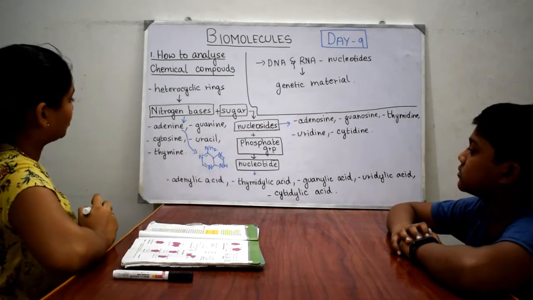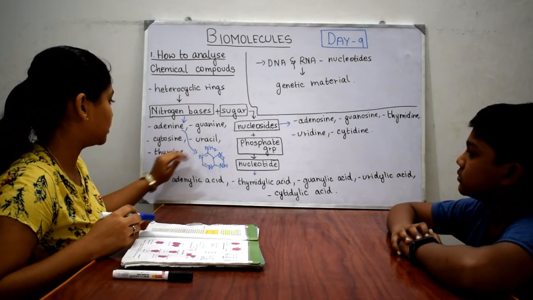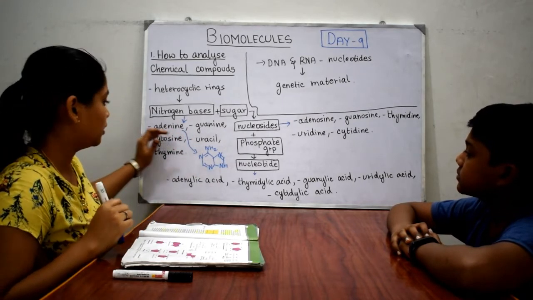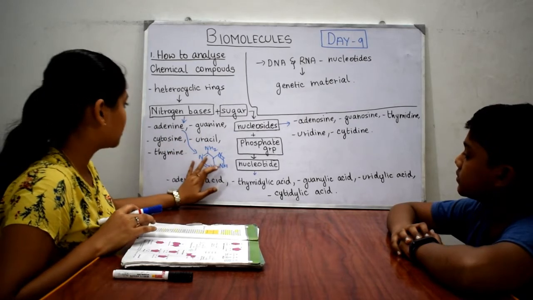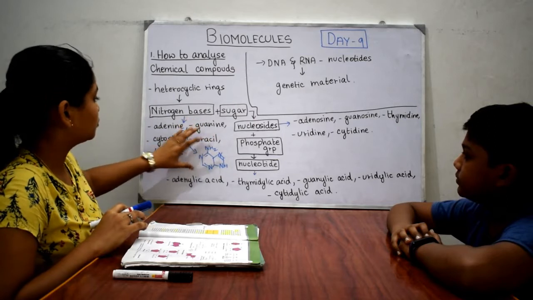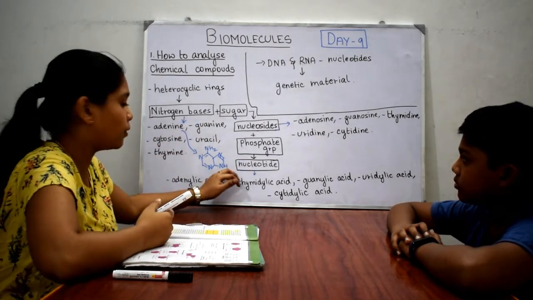Okay. So for example, if you see, these all have different structures like adenine, guanine, cytosine, uracil, and thymidine. So this is the structure of adenine. It has nitrogen in them, so these are known as nitrogen bases. Each one has a different structure, and that structure is also very important.